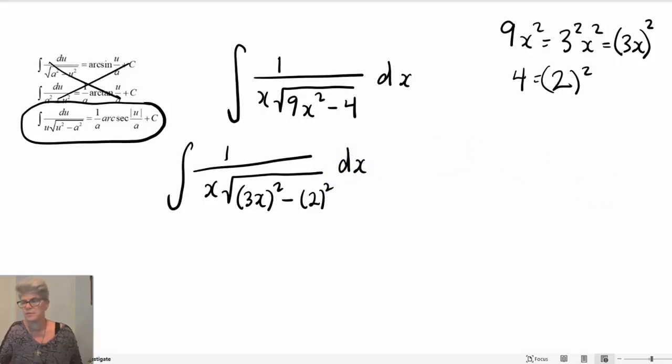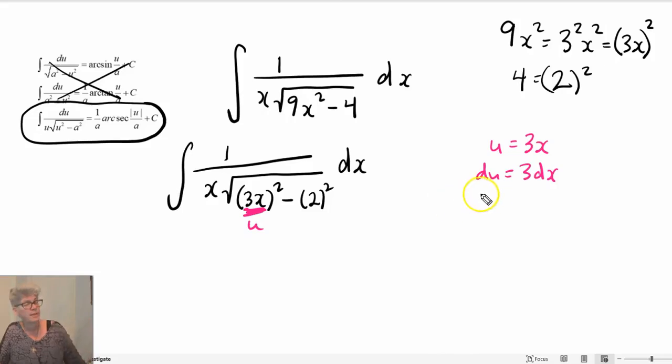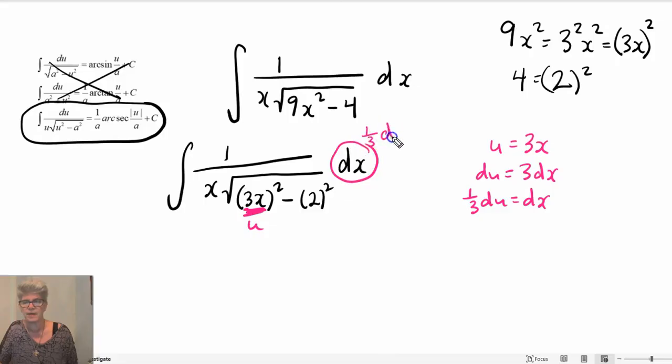Now I'm going to use u substitution, and I think we can see I'm going to let u be 3x. Then if I take derivatives of both sides, I'm going to have that. Now I just have a dx there. So if I divide both sides by 3 or multiply both sides by a third, it's the same thing. So if I multiply this by a third, it goes away, and I have that. So that's going to be that.